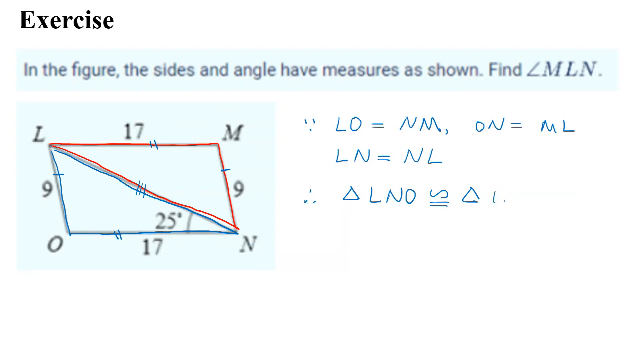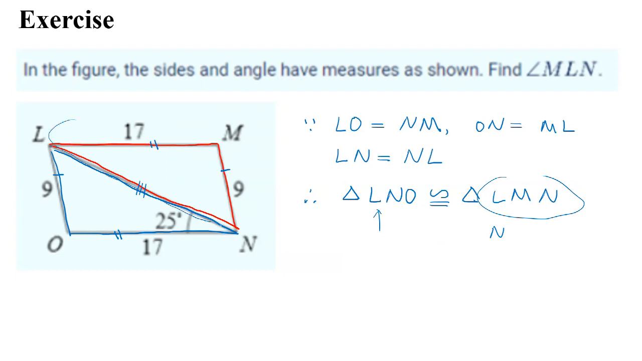LMN. But I just said you should put the letters in an order, right? So what is the corresponding point to L in the red triangle? It should be N, right? Why is it N? You see that? Yes.